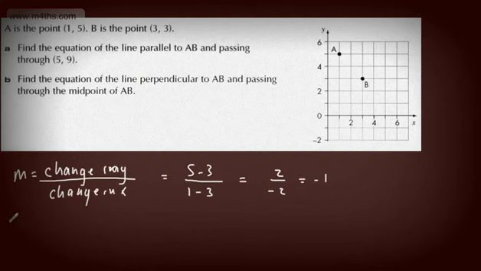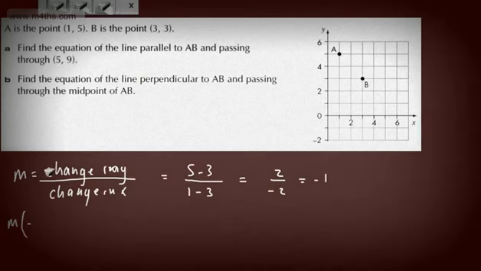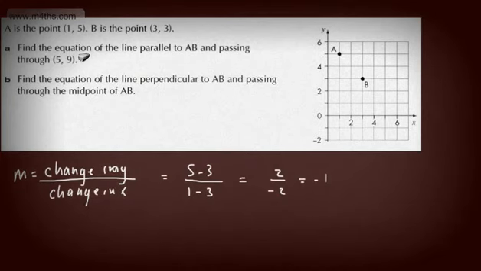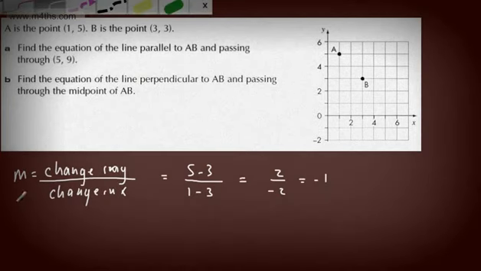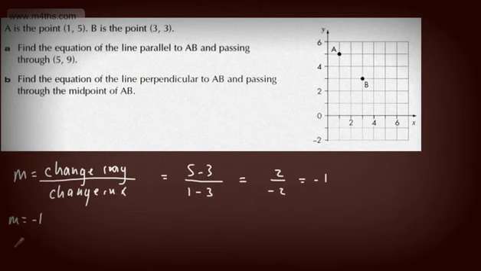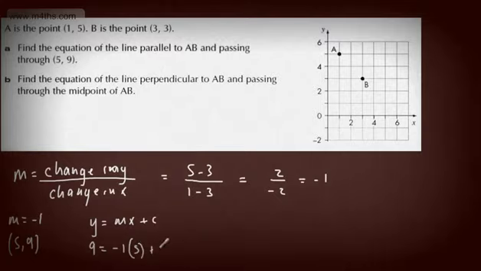So we've got a gradient, so we can say m is equal to minus 1, that's the gradient of the line. We've got a point that it goes through, which is (5, 9). Therefore, what we can write now is the following. y is equal to mx plus c. So 9 is going to be equal to minus 1 lots of 5 plus c.